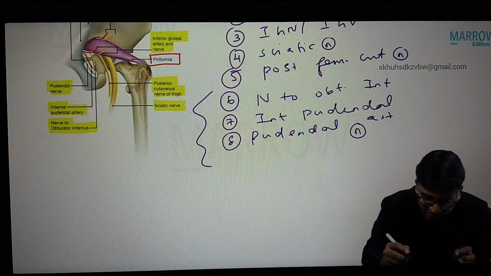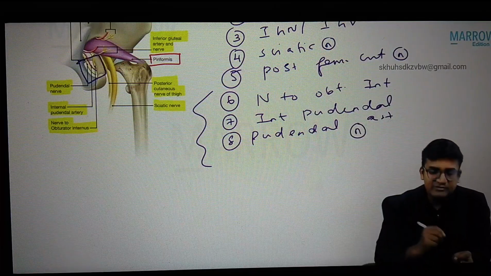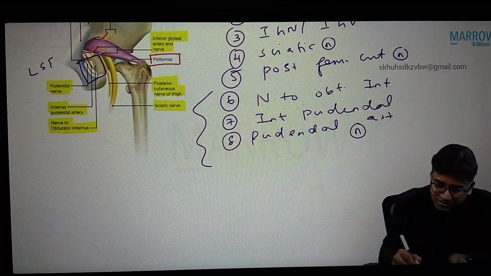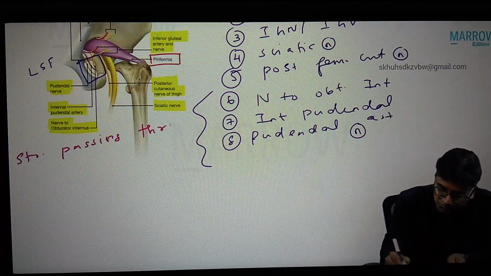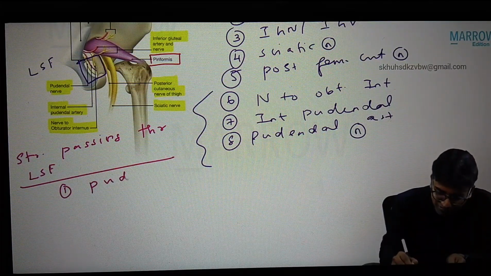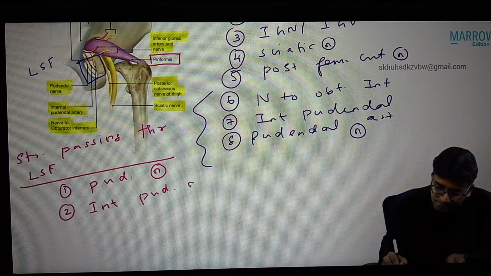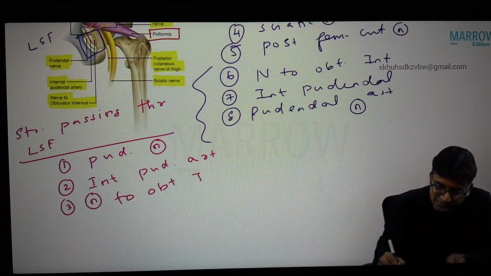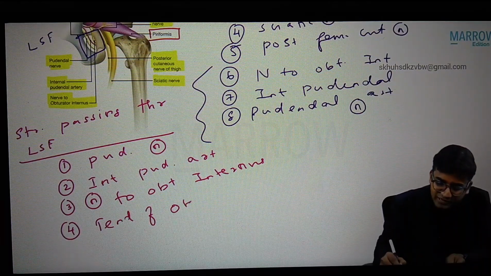So this is our lesser sciatic foramen. I'm putting a box, so that is our lesser sciatic foramen. What are the structures passing through the lesser sciatic foramen? Please write the structures which are passing through. What are those? Pin structures. Number 1, your pudendal nerve. Number 2, internal pudendal artery, and the nerve to obturator internus. And the last structure, the tendon of obturator internus.